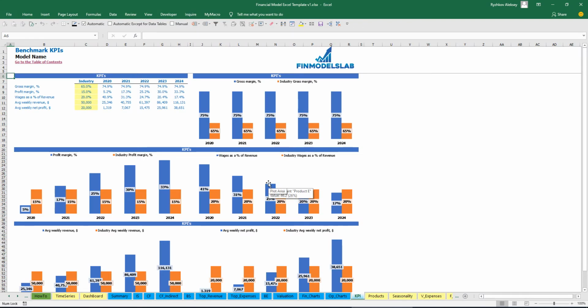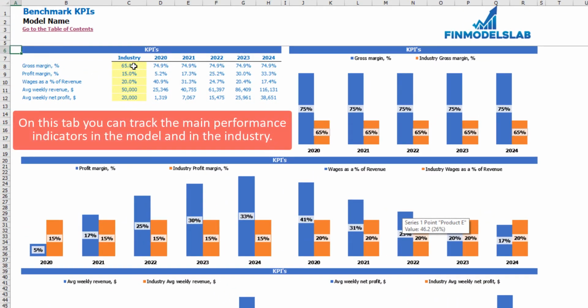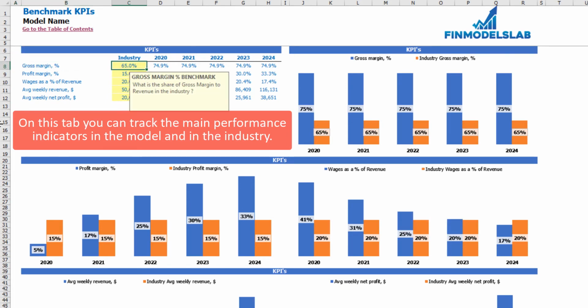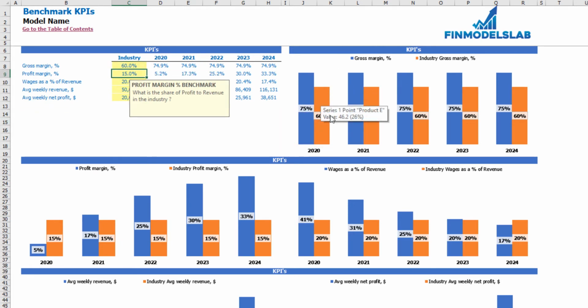On the benchmarks KPIs you may find your main industry-specific KPIs, which are changeable for your industry, for your country. For example, gross margin industry benchmark is 60% for your country. You may see this changed on this chart. Industry gross margin is orange and blue. This is gross margin calculated based on model.